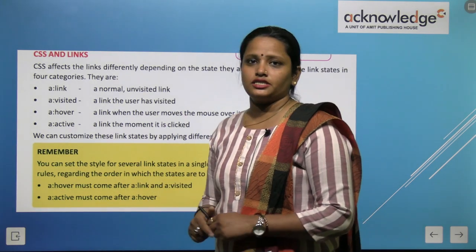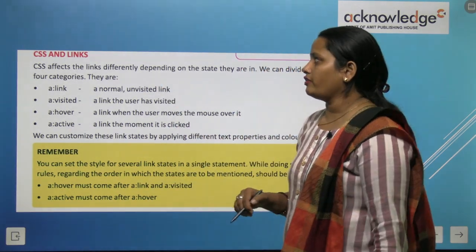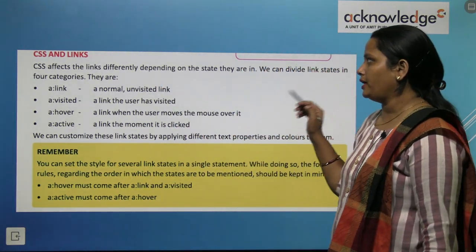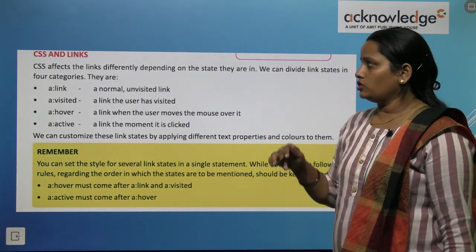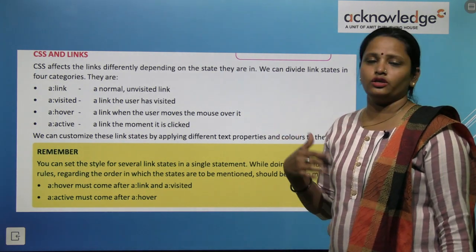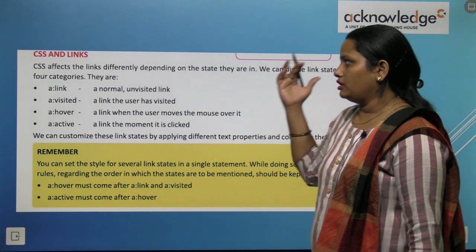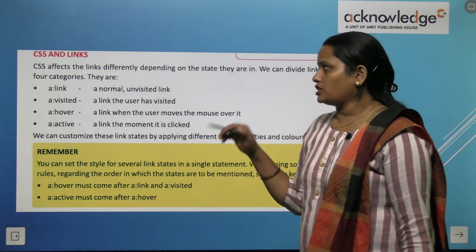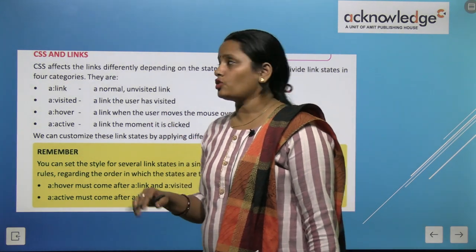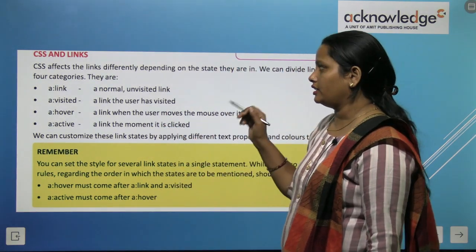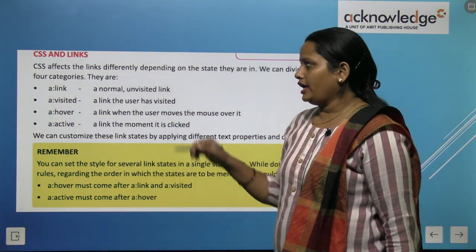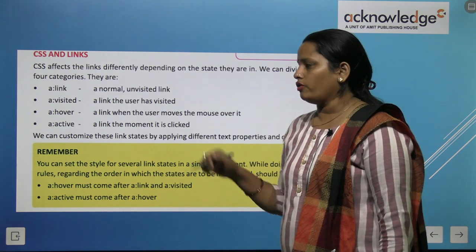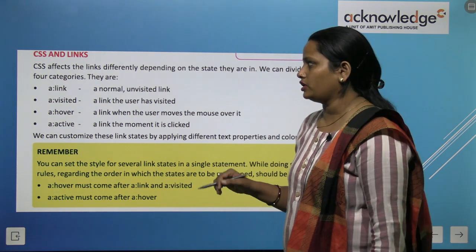Next comes the CSS and links. CSS affects the links differently depending on the state they are in. So CSS जो हर link को different तरीके से affect करता है. We can divide links state in 4 categories. Links को हम 4 category में divide कर सकते हैं and they are a link, a visited, a hover and a active. Let's see what are these.